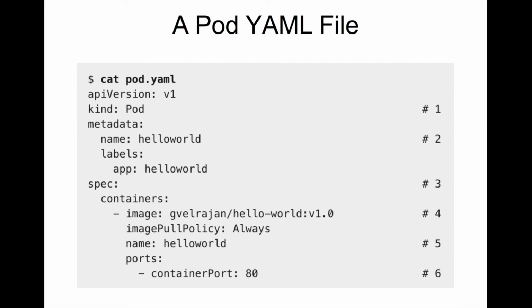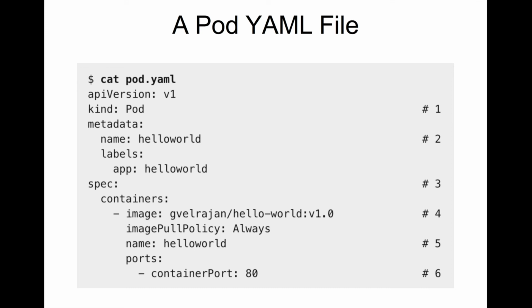Here is the Pod YAML file we will use for creating the Hello World pod. The important fields in the YAML file are numbered to help identify them. Number 1. Kind. It specifies the kind of Kubernetes resource that we want to create. In our case, it is a pod. Number 2. Name. It is the name for the resource. We have named the pod as Hello World.